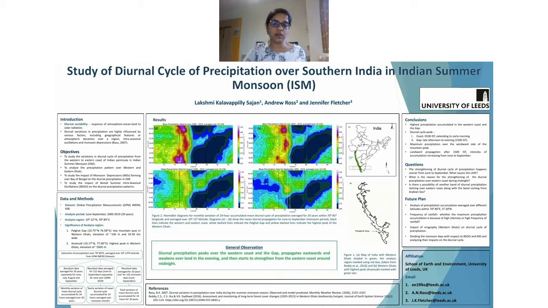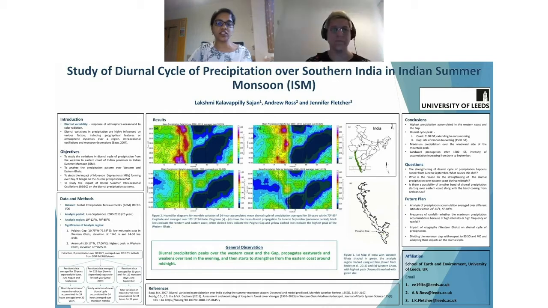The next step is to analyze the frequency of rainfall to see whether this high precipitation accumulation over the western coast and the gap is because of high intensity of rainfall or because of high frequency of rainfall. Also, two other major objectives of this project are to analyze the impact of intra-seasonal oscillations and monsoon depressions, which form over the Bay of Bengal, which lies in the eastern end of the Indian subcontinent, on the diurnal cycle during the monsoon. Thank you.